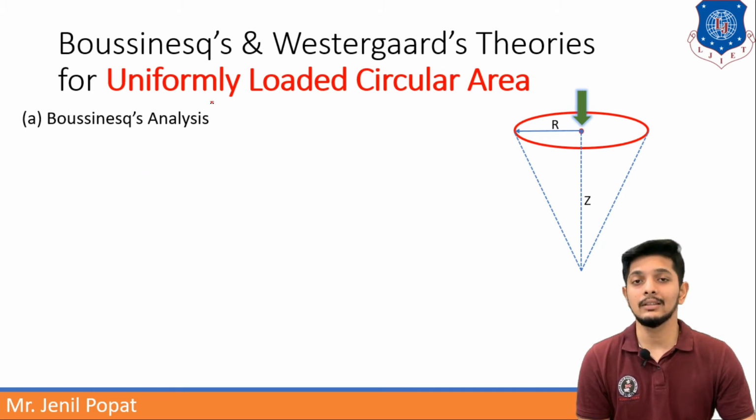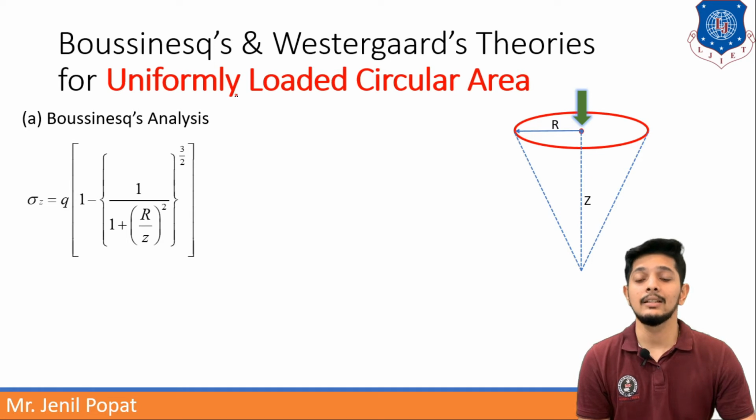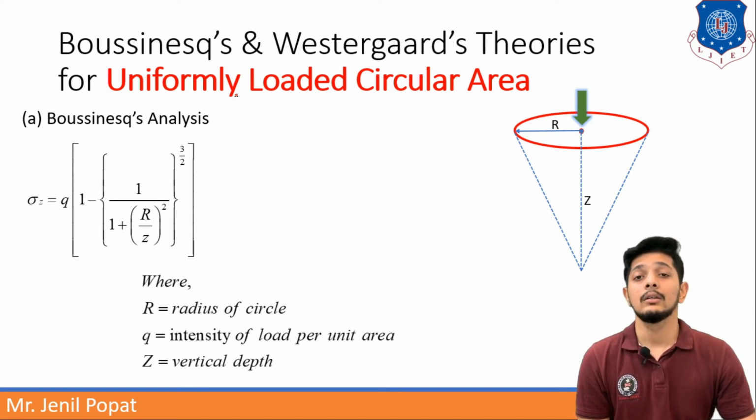So Boussinesq analysis gives us the formula: sigma z is equal to q into bracket 1 minus (1 upon (1 plus (r by z) square) whole raised to 3 by 2) bracket over. Same way, r and z are as assumed before: r is equal to the radius of the circle, z is equal to the vertical depth, and small q is the intensity of load per unit area. So q will be in units like kilonewton per meter square, newton per mm square. It is the intensity of load per unit area, right?